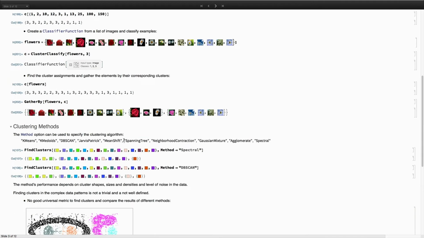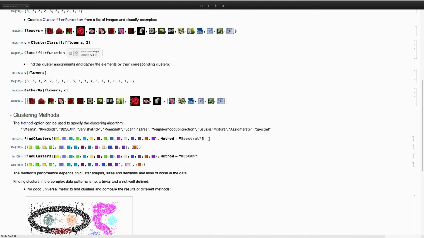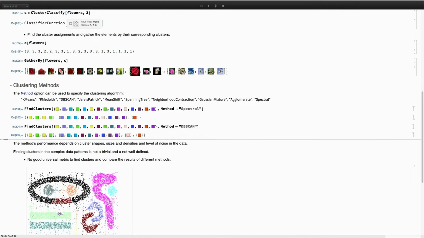The main thing that we can have is the clustering methods. You can specify what method to use. There are around 10 methods that have been implemented, and a few of them will be updated in 12.1. Different clustering methods often lead to different partitioning of your data, and the method's performance in general depends on various things like the shapes of the clusters, the sizes, density, and the level of noise in your data.